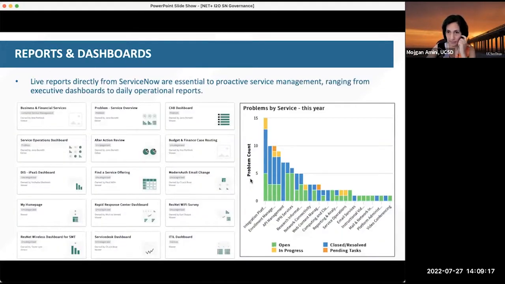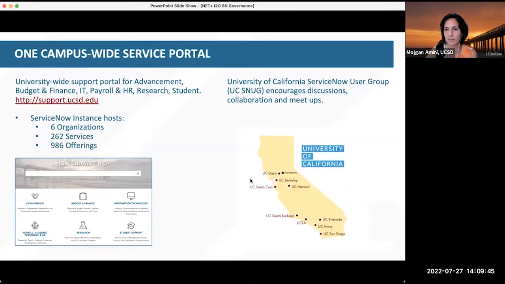The other thing I want to quickly mention is the data. The data says it all, and we can't get enough of the reports and dashboards that we pull from ServiceNow. Those data points and visualizations are essential to managing and running our service operations. They range from high-level executive dashboards to daily operational reports. So I can't say enough about creating and using such reports. Highly recommend.